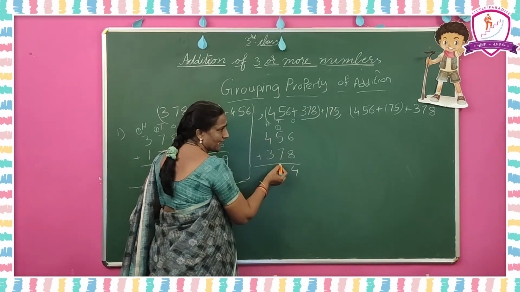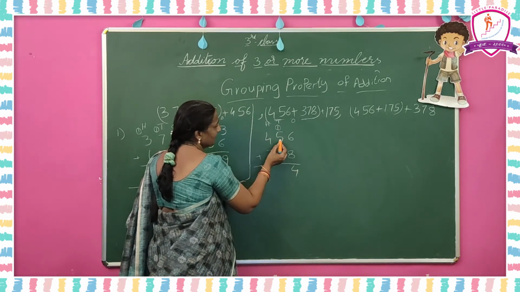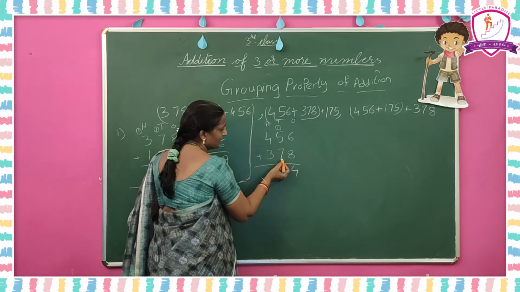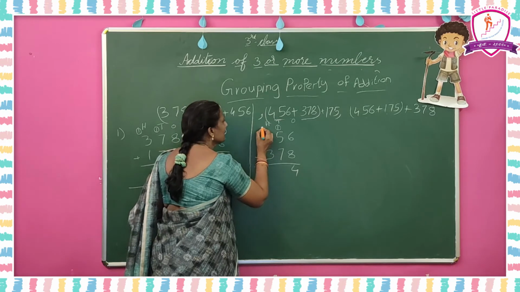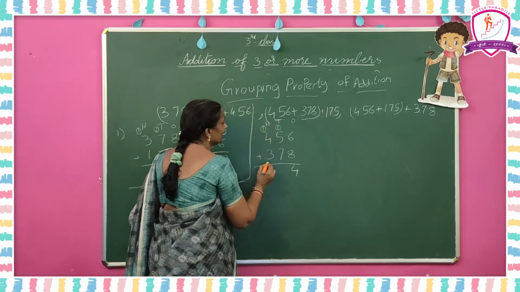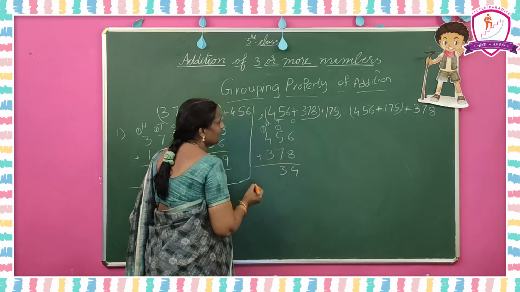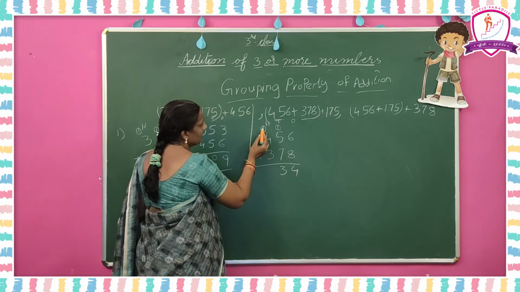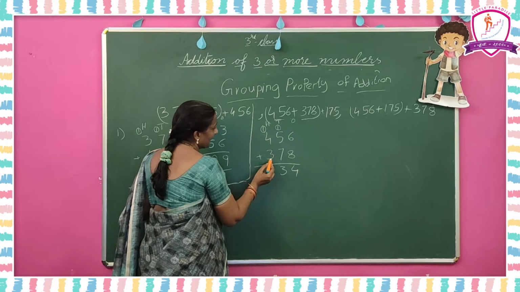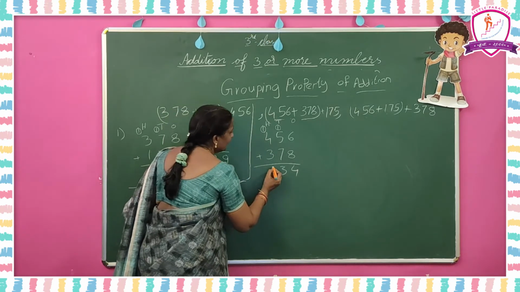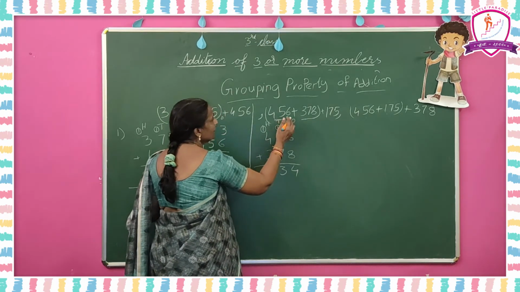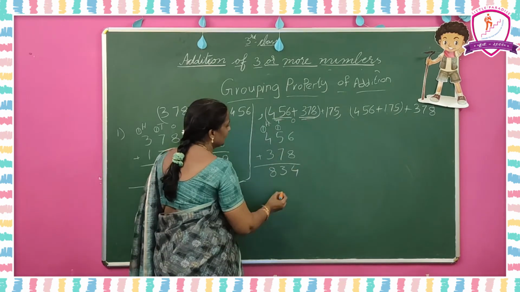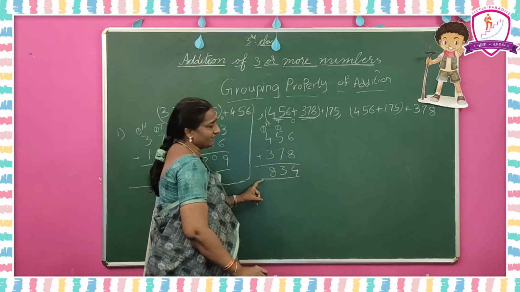Now we have to add the tens column. 1 plus 5 is 6. 6 plus 7 is 13. 13 means take 1 as carry forward in the hundreds column, write 3 under the tens column. Now we have to add the hundreds place. 1 plus 4 is 5 plus 3 is 8. The sum of these two numbers 456 and 378, we got 834.